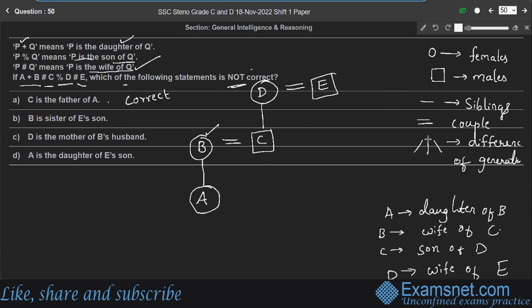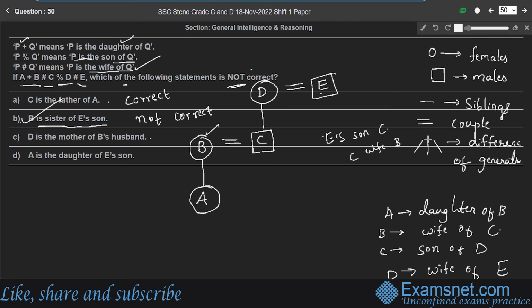And the second one, B is sister of E's son. E's son is C, and C's wife is B, not the sister. Therefore, B is sister of E's son is not correct. Therefore, option B is the right answer.